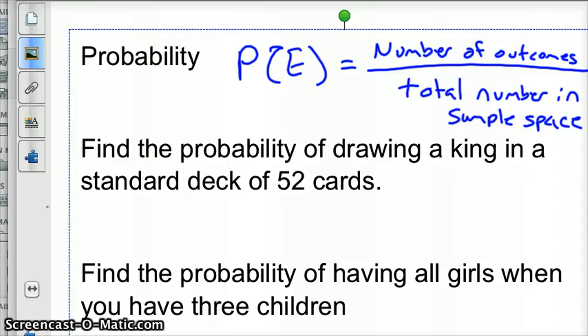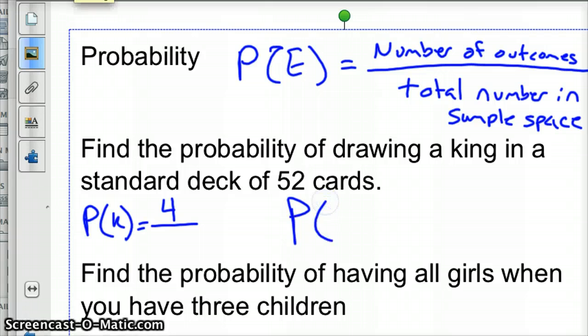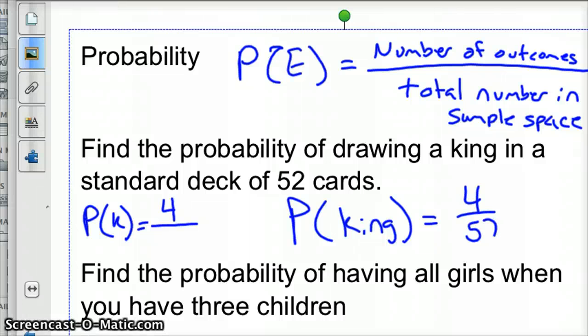So here's one. Find the probability of drawing a king in a standard deck of 52 cards. All right, so there are 4 kings in a standard deck. And here's how you could probably represent that. Probability of K, or maybe probability of king. A lot of times you'll see it this way in a book. So the probability of getting a king would be there are 4 kings in a deck: the king of diamonds, king of spades, king of clubs, and king of hearts. And there are 52 cards.